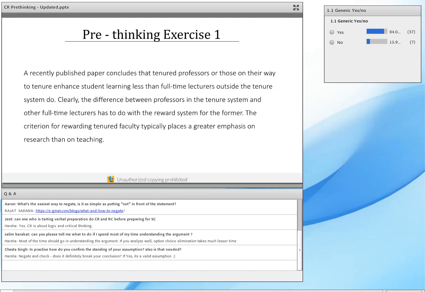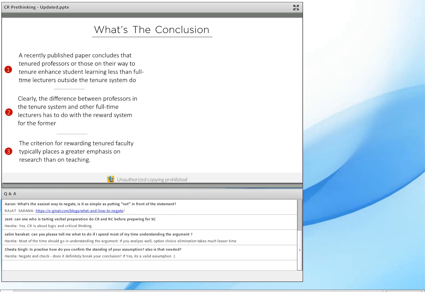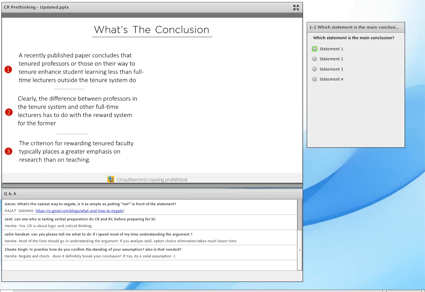Okay, so here is my argument. And I have three statements over here. The first thing is, let's identify the conclusion before we understand the conclusion. Okay, so let me put in my poll question over here. I have four options in this poll question. Only worry about statements 1, 2, and 3 because this argument is divided only in three statements. Tell me which statement, according to you, is the main conclusion.